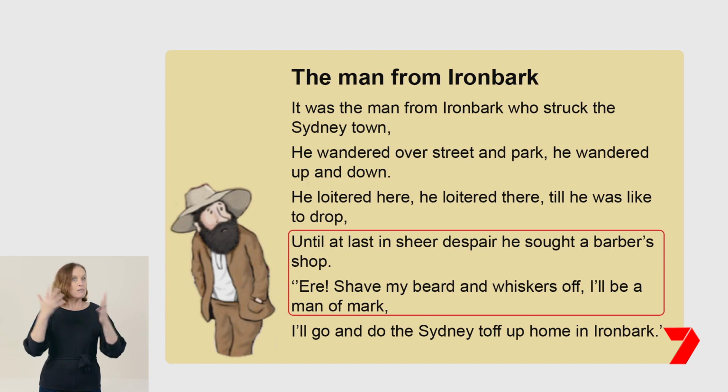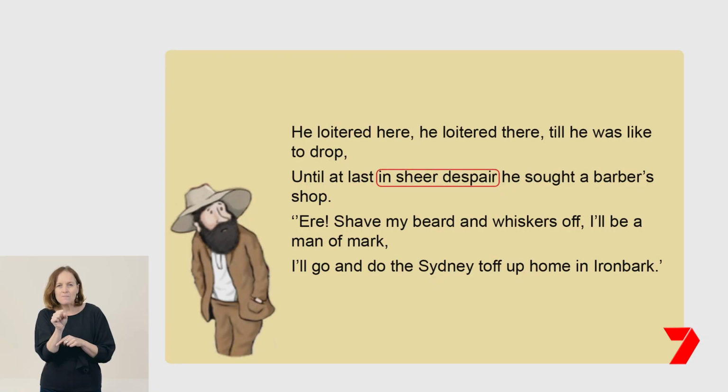"Until at last in sheer despair he sought a barber's shop. 'Ere, shave my beard and whiskers off, I'll be a man of mark." In these lines, language has been used that gives us an insight into our character's personality. The words "in sheer despair" suggest that our character is desperate to have his beard trimmed. This makes me think that he does not like his beard and that he might think it makes him stand out and cause him not to fit in. I think he's very self-conscious.